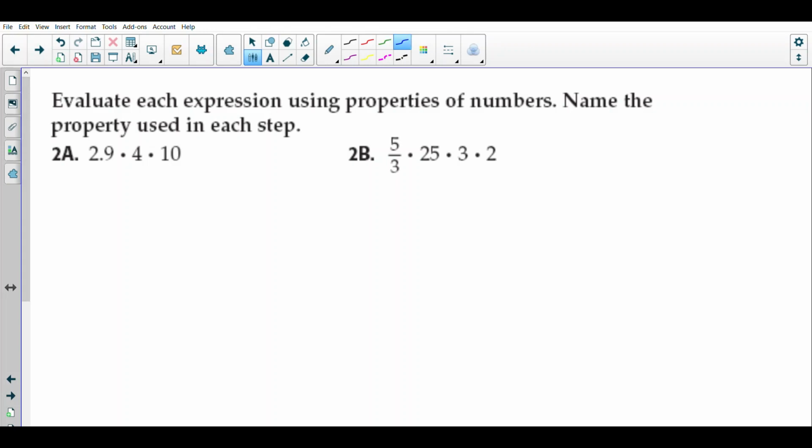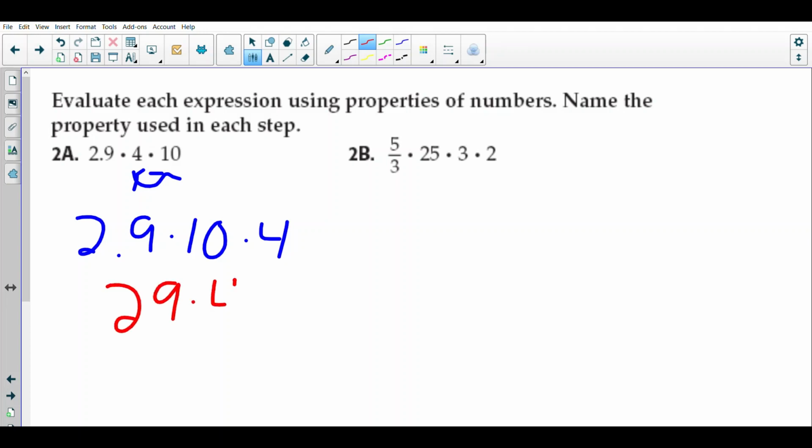So in this case, I'm going to flip 4 and 10 around to help me out. So I get 2.9 times 10 times 4. That's because we use the commutative property. And then I'm going to do the first two. I'm going to associate 2.9 times 10, which would just give me 29.